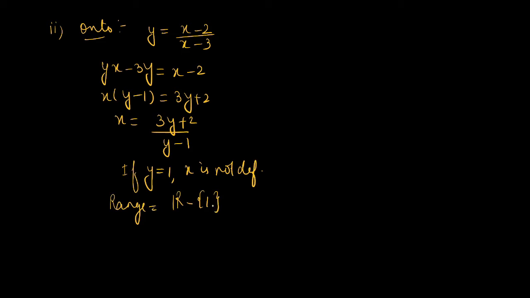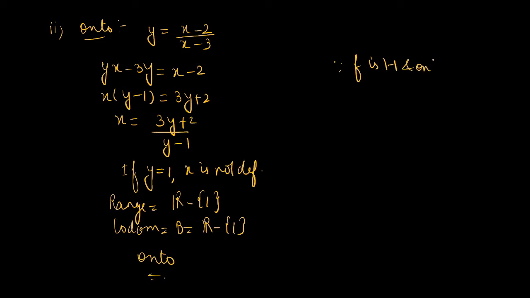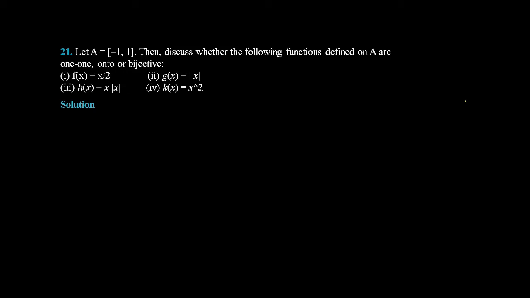So are my codomain and range the same? Yes, because the codomain is also what? Codomain is B, and B is equal to all real numbers except 1. So I can say that this is an onto function. Now since f is one-one and onto both, this implies f is a bijective function. Okay, so this is my bijective function.